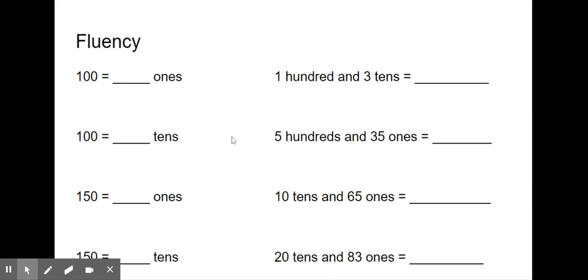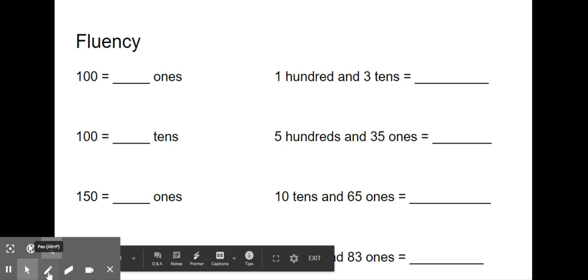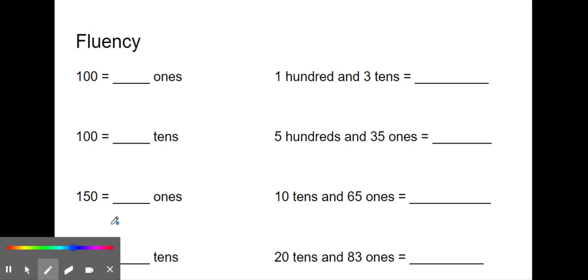Today, we are going to do a math lesson for Monday, April 20th, 2020, day 14 of your packet. We are going to start with some fluency. Today, we are going to be doing fluency that focuses on our units. You are going to have to be changing between ones, tens, and hundreds. I want you to pause the video while you try to solve these problems, and then we'll go over them together.